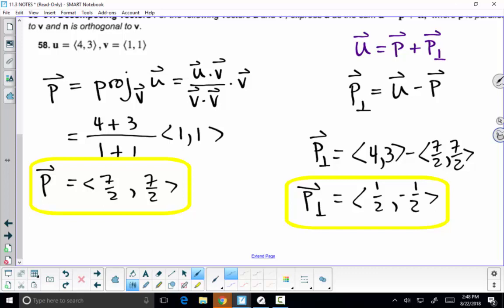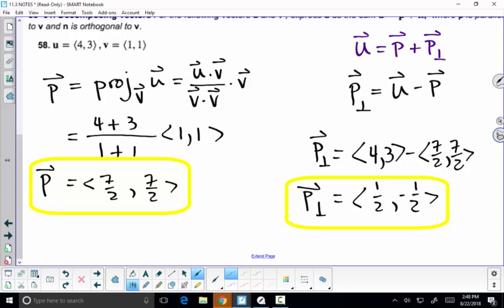Maybe I'm just looking too much into it, but isn't it pointless to define u as p plus p perp if you have to use p to get p perp? Can you say that again faster? No.